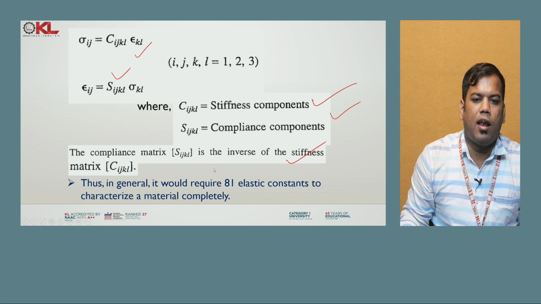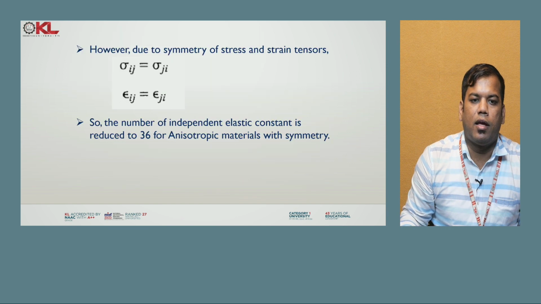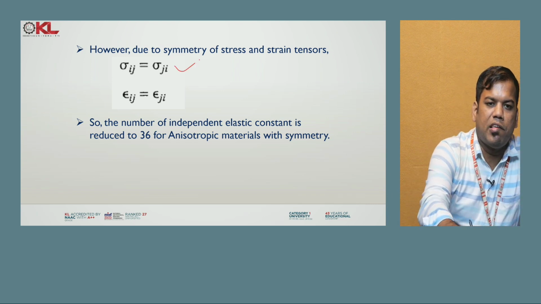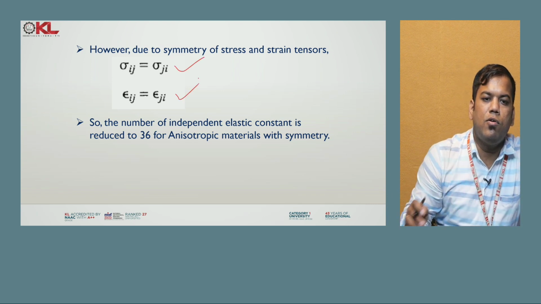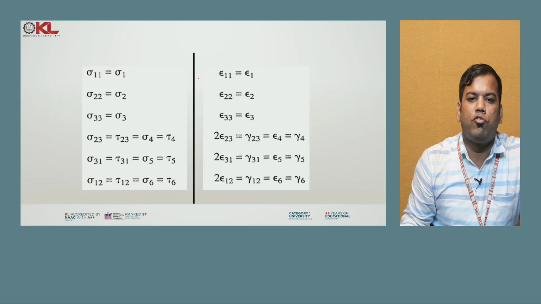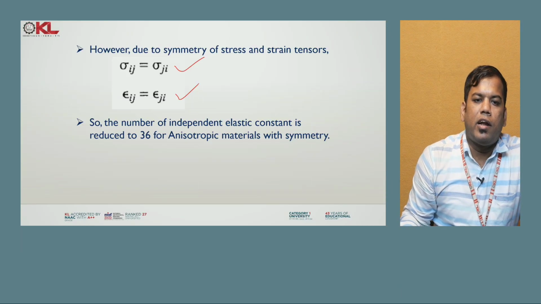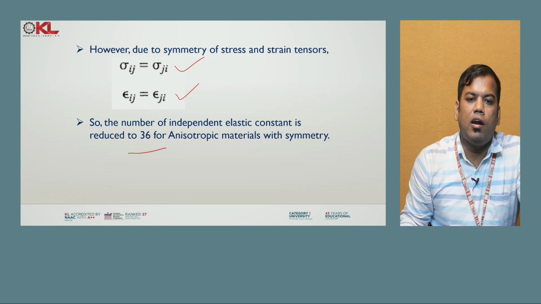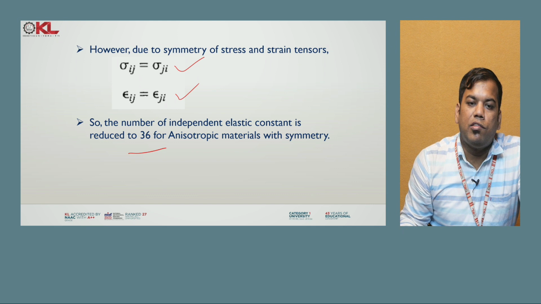So in general it would require 81 elastic constants, as I told, to characterize a generally anisotropic material properly. However, due to symmetry of the stress and strain tensors, sigma ij equal to sigma ji or epsilon ij equal to epsilon ji, it will be reduced to 36 elastic constants for an anisotropic material with symmetry.